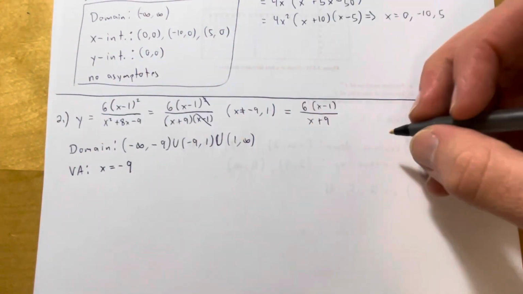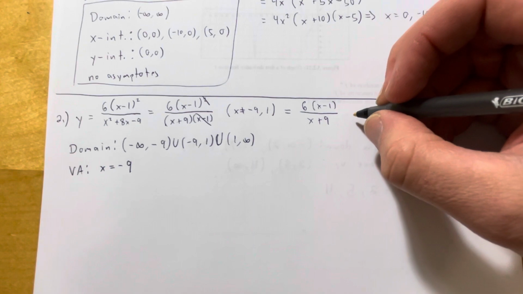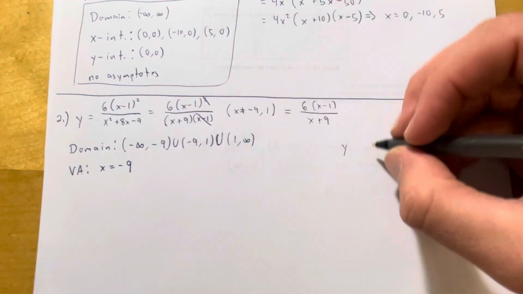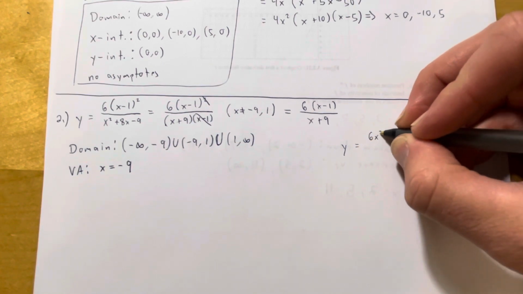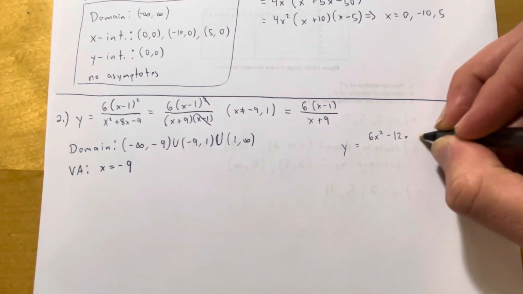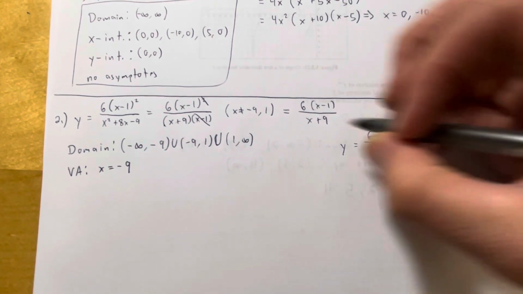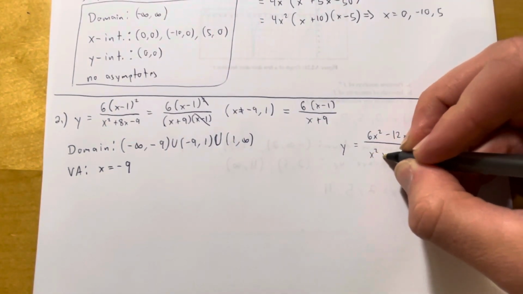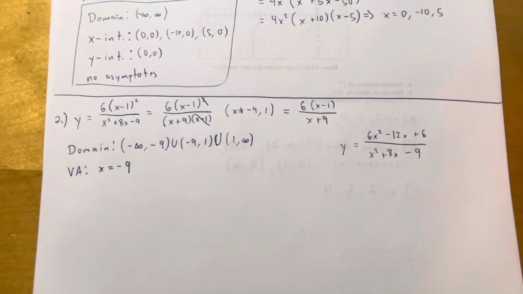How do we then get the horizontal asymptote from that? So I'll go ahead and expand that out. My numerator is going to turn into 6x squared minus 12x plus 6 if everything gets multiplied out. And then x squared plus 8x minus 9. So again, see, the degree is the same. They're both second degree polynomials.